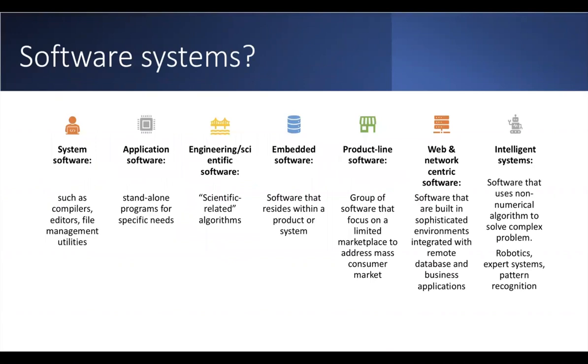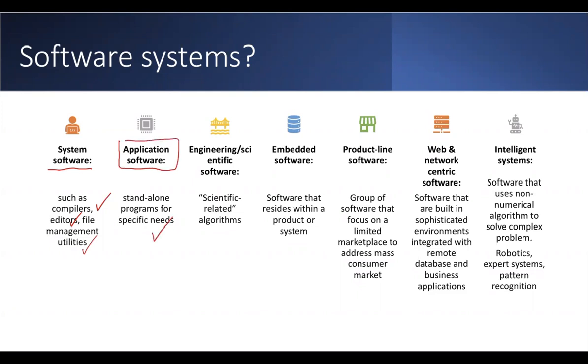Let me introduce to you some common software systems that are currently available in our everyday life. We do have system software. Examples of system software are compilers, editors, and file management utilities. We also might have some standalone programs, especially those designed for specific needs. We call them application software.